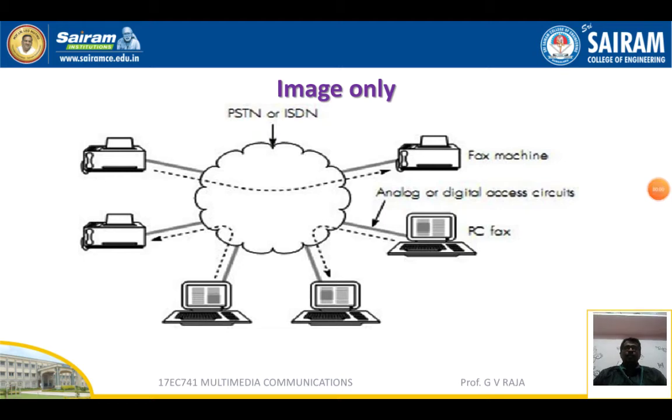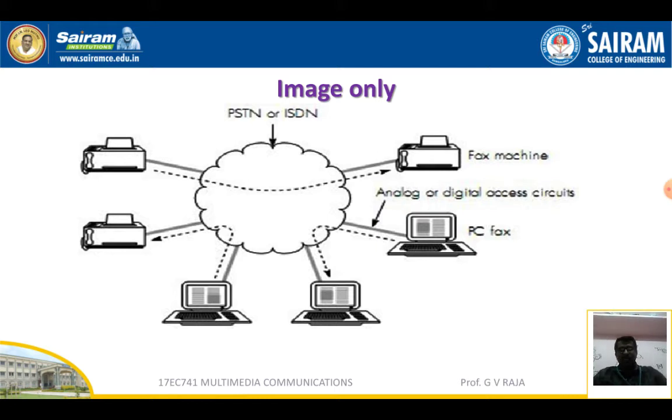Next one is image only. How is the image only transferred? The assumption made here is that we have a fax machine connected and interconnected through the PSTN and ISDN, and we have some analog and digital access networks.